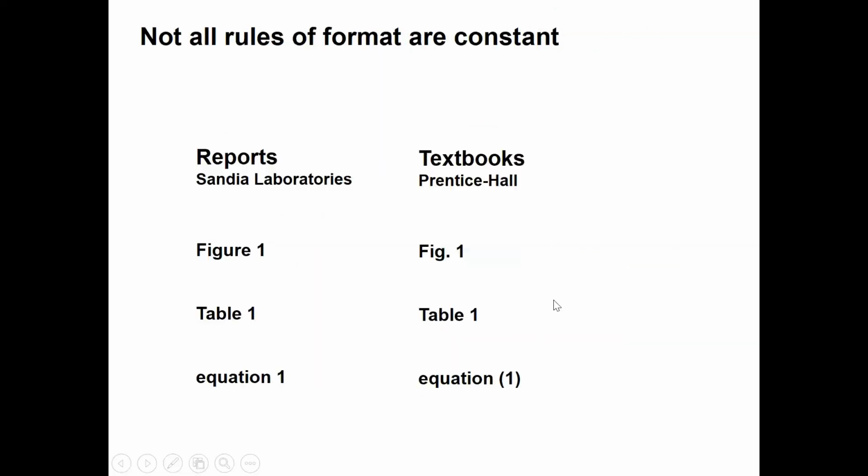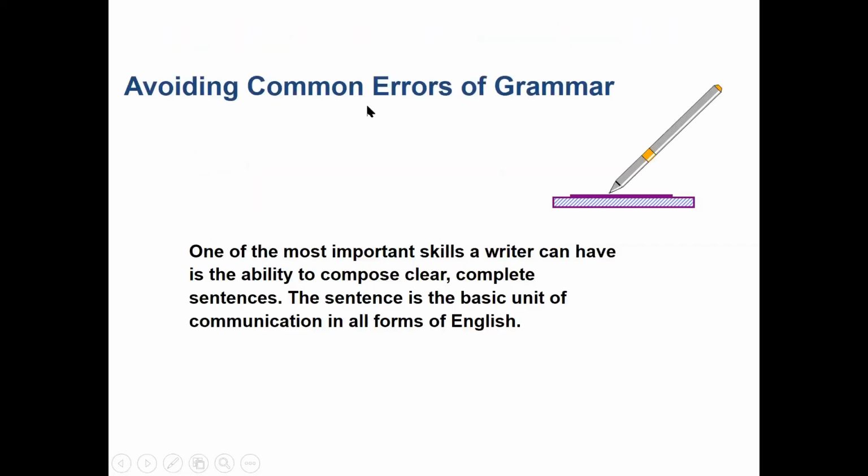Layout. See how nicely avoiding common errors of grammar. One of the most important skills a writer can have is the ability to compose a clear, complete sentence, the basic unit of communication in all forms of English. That's very, very difficult for some. They will submit those papers. For us itself, it will take 10 days to correct their communication skills. All this.